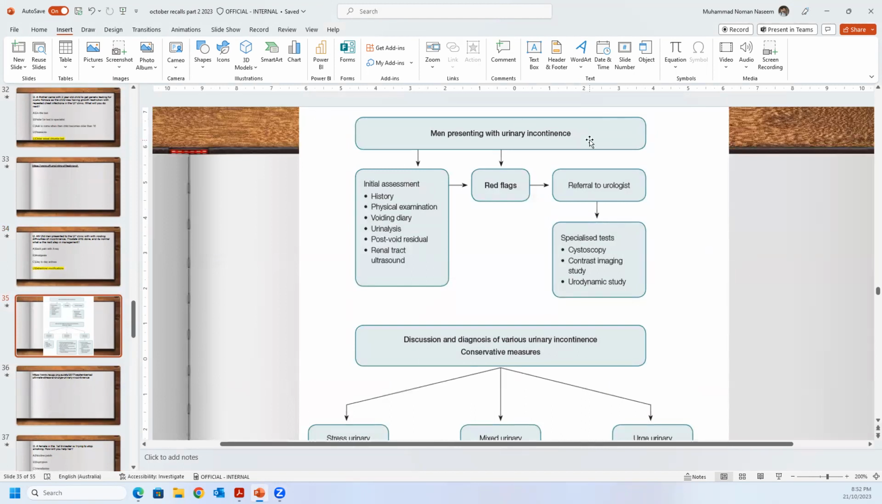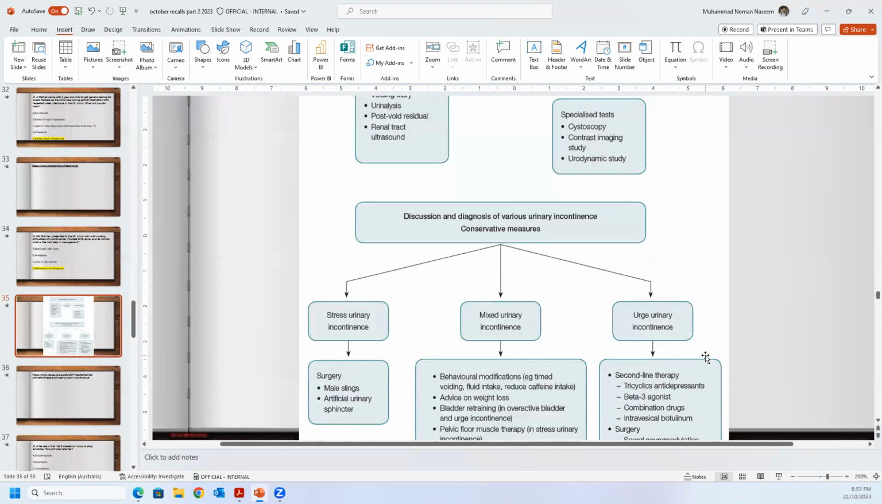If a male is presenting with urinary incontinence, we do an initial assessment with history and physical examination. We have a voiding diary. We do a urine analysis. And we also do a post-void residual, ultrasonography, and a renal tract, because in males, if they are having bladder problems, this is most of the time related to some prostate issue or some genitourinary tract anatomical problems. So we do this.